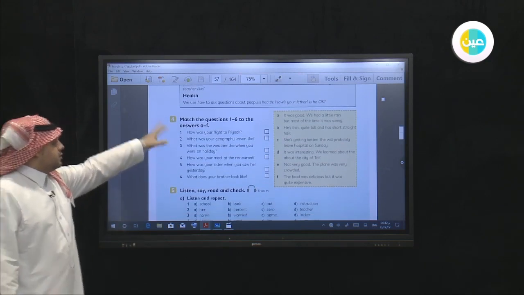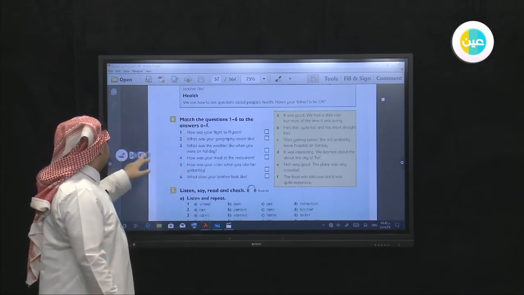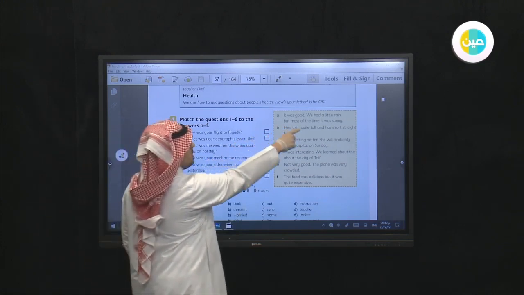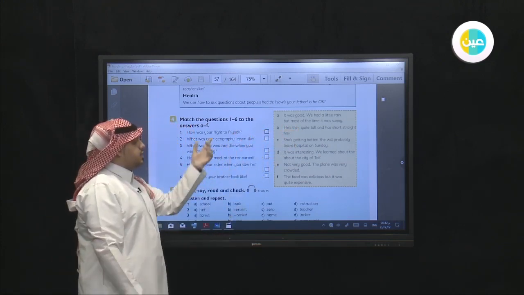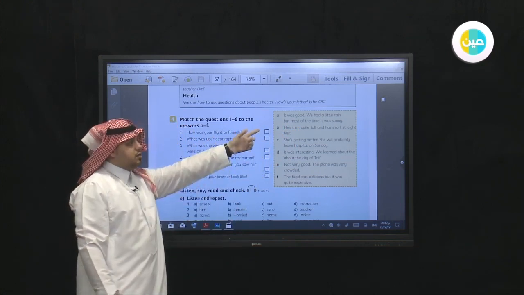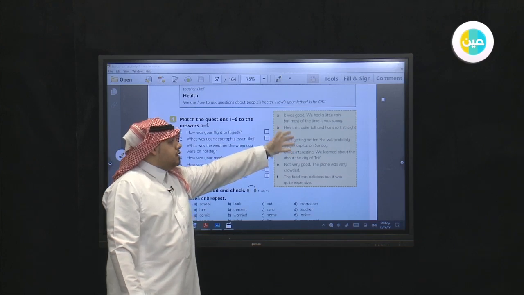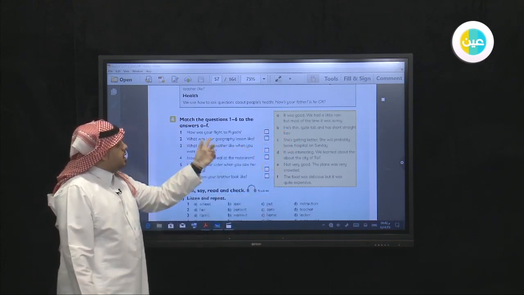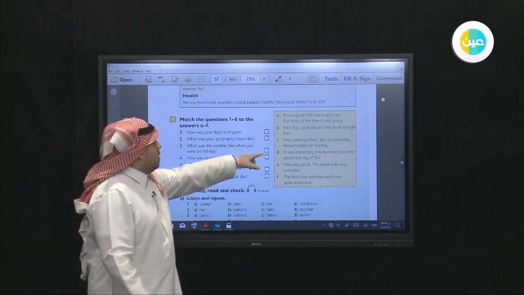We are going to match from 1 to A to F. How was your flight to Riyadh? It was good. We had a little rain. No, I'm not talking about weather. I'm talking about your flight. I'm talking about the flight, not about the atmosphere or weather. He's thin and quite tall. I'm not talking about a description of a person. She's getting better. I'm talking about your flight. I'm not talking about a female.